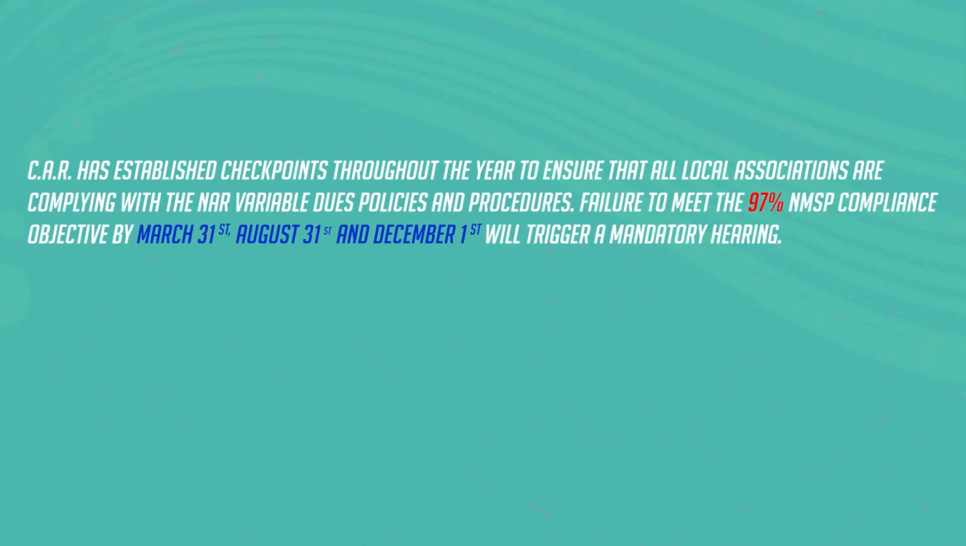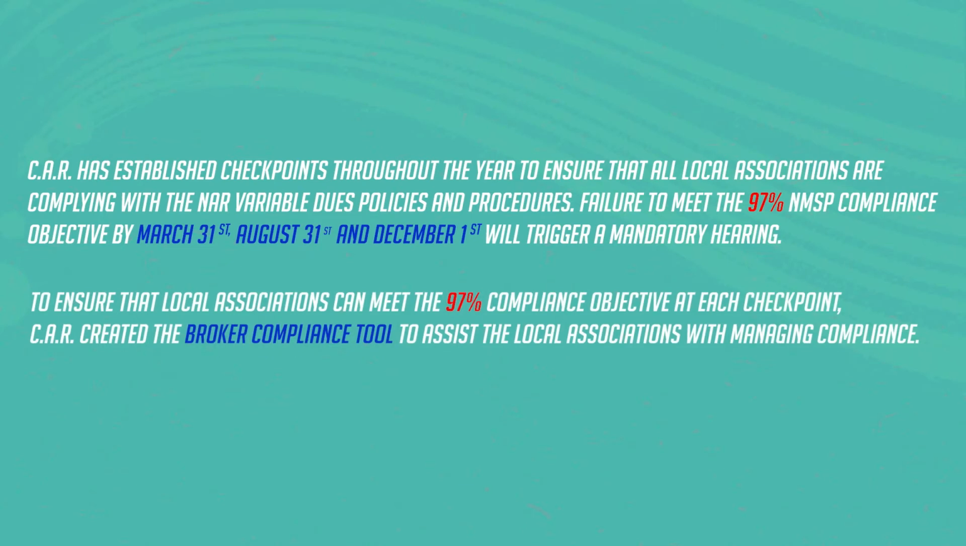C.A.R. has established checkpoints throughout the year to ensure that all local associations are complying with the NAR variable dues policies and procedures. Failure to meet the 97% NMSP compliance objective by March 31st, August 31st, and December 1st will trigger a mandatory hearing. These hearings could result in sanctions that could impact your board president and various leadership positions at the state level.